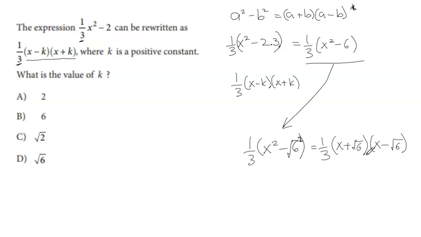So if you look at the two expressions, this here and this here are now similar. Don't worry about where the minus term is, because these are two multiplying factors, so you can switch them around. So in effect, our value k, when we compare the two, is going to be what? Square root of 6, right? So D is our answer.